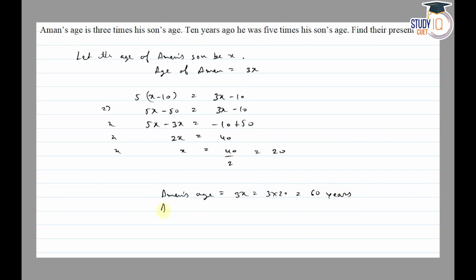And Aman's son age is equal to x is equal to 20 years.